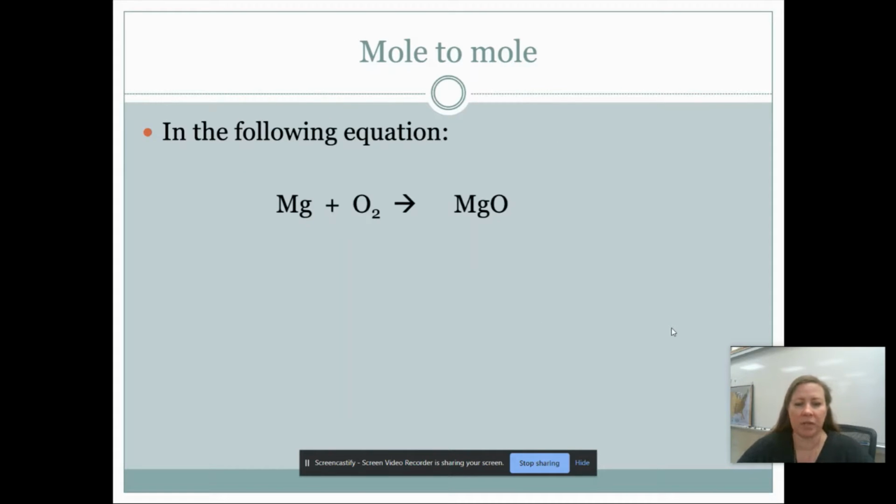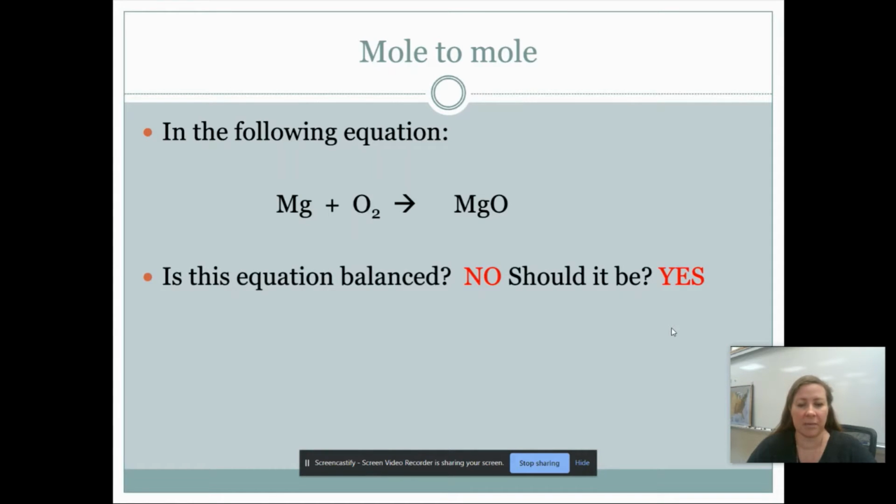So here we have an equation, Mg plus O2 yields MgO. First question you want to ask yourself when you're looking at a reaction is, is the reaction balanced? And this one, of course, is not balanced, and it should be balanced. And so here's what it would look like if we balanced it. So we'd have 2 Mg plus O2, but there's no number there, so we assume it's a 1. So 1 O2 yields 2 MgO.